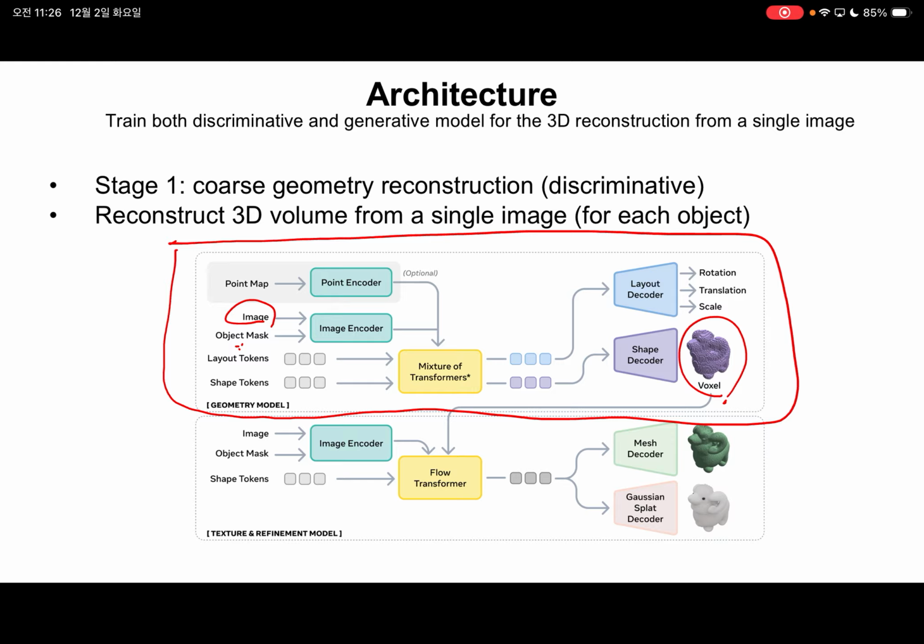This is similar to what we learned, like LRM. There's no image generative model, just a transformer that directly regresses voxels. And there are also rotation, translation, and scale pose. It reconstructs the 3D volume from a single image for each object separately. This is a discriminative approach, so it directly regresses voxels from the image. There's no diffusion, no denoising, no iterative sampling. This is the first stage, stage 1.